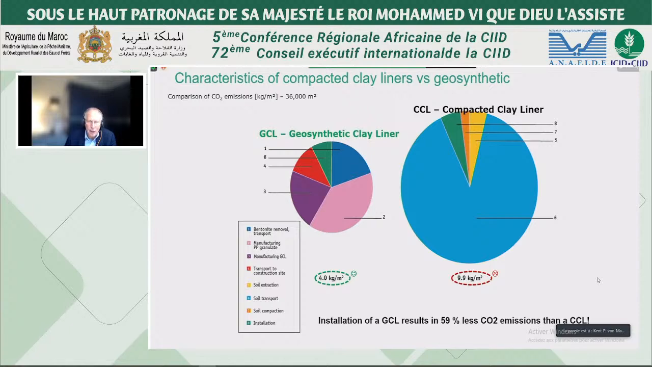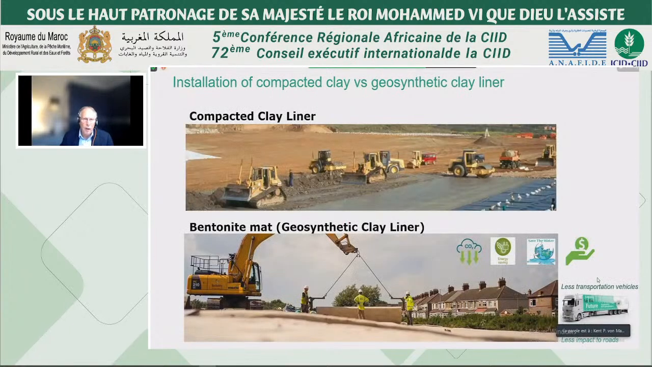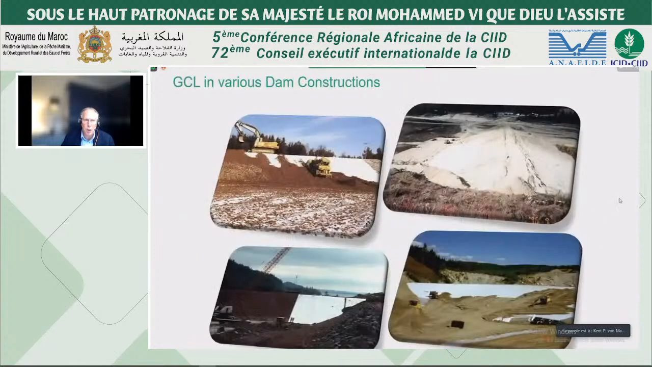So this clearly shows, and you can see it basically on the picture, how much installation equipment you need for a clay liner. If you use a bentonite mat or a geosynthetic clay liner, you truly have the benefits of energy saving, of CO2 emissions. You're saving water because you don't have to add water for these materials. Cost benefits are also in there, and you need less transportation.